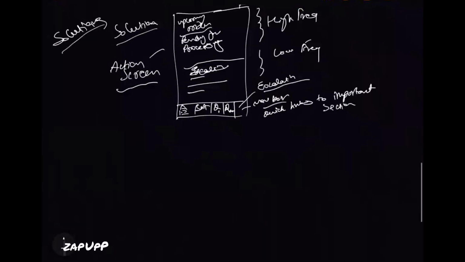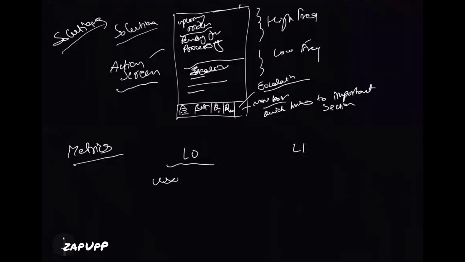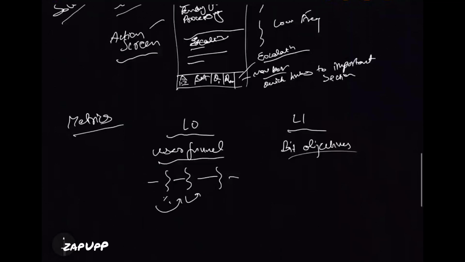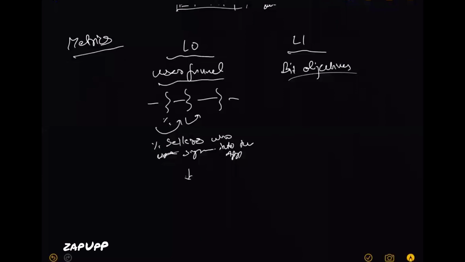So next we discuss the metrics. Now, when we are discussing the metrics, we have to understand that there are two levels of metrics. The first level of metrics is something that goes with the user funnel. And second is that which goes with business objectives. Okay. So for the user funnel, we track those metrics which tie tightly with the steps that the user takes in the app. Like what's the percentage of people who go from here to here versus here to here. So for example, in our case, we can say percentage of sellers signed into the app, percentage of sellers who took some action in the app.